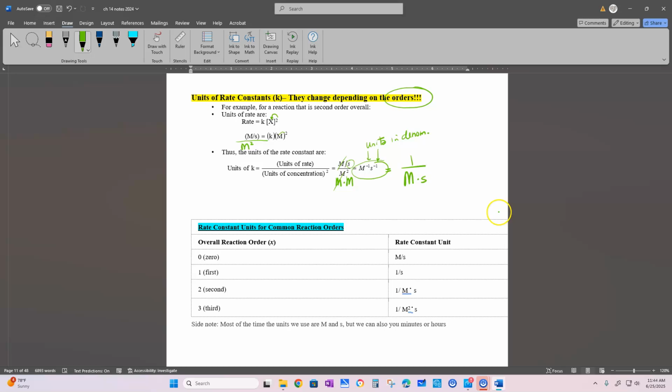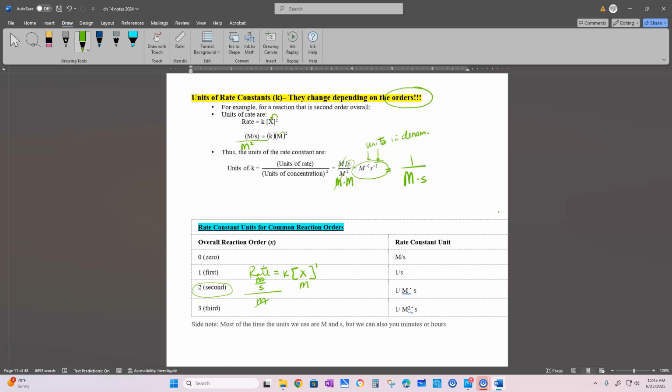The one that we did was this one right here because they were both first order. Well, what if you only had, let's say, rate equals K and then a concentration? What if you only had one reactant and it's to the first? Well, if this is M over S and this is M, when you divide, the M's cancel, and then look what you have, just 1 over S.